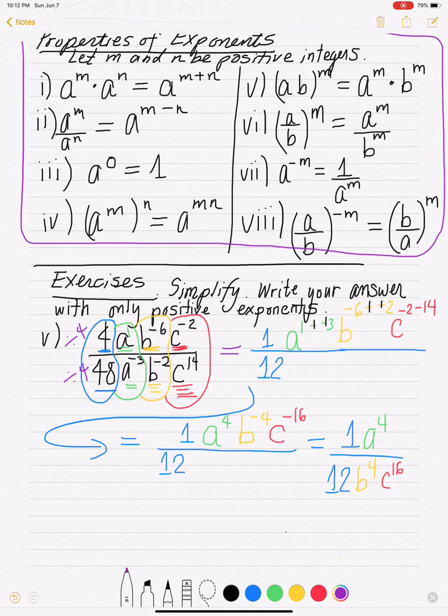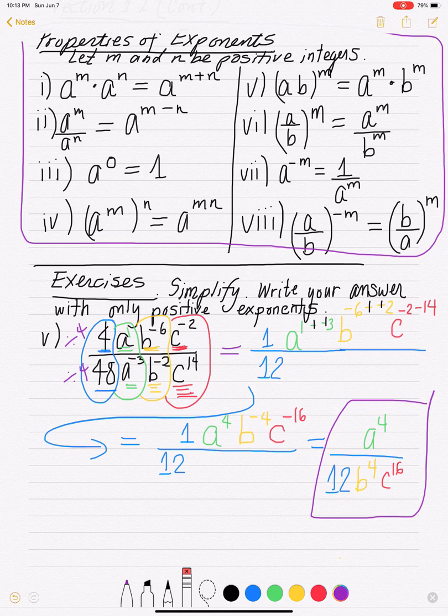1 a to the 4th over 12 b to the 4th, c to the 16th. But most people don't even bother writing that 1. They just get rid of that 1 in front of the a to the 4th. They just erase it, right? Convention says you really don't need to write the 1. If you have a 1 coefficient, you don't need to write it. So having a to the 4th is just having 1 copy of a to the 4th. So we're going to write it like this. We're going to write a to the 4th on top, and on bottom, 12, b to the 4th, c to the 16th.